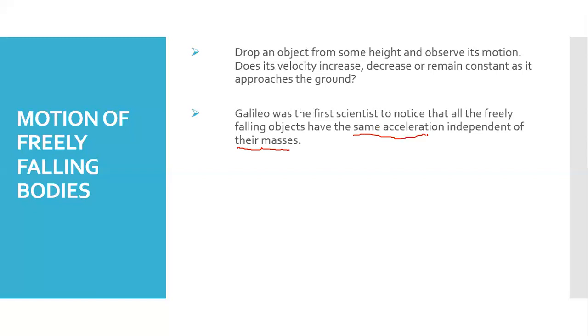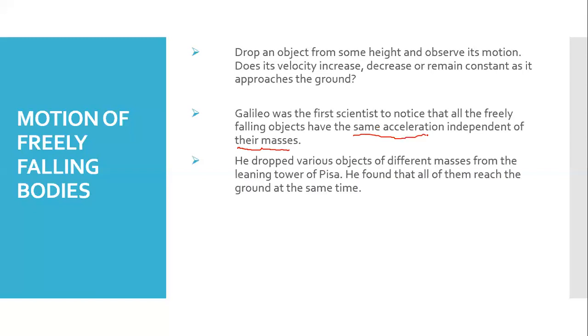Then he dropped various objects of different masses from the Leaning Tower of Pisa. He found that all of them reached the ground at the same time. So he took different objects and dropped them from the Leaning Tower of Pisa, which is a tower by that name. What he found is that all of them reached the ground at the same time, taking the same time to reach the ground.